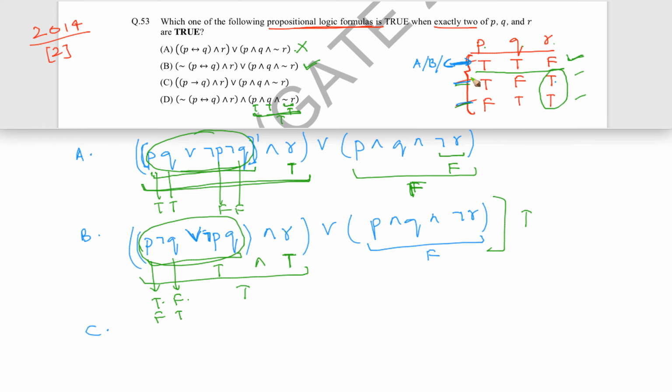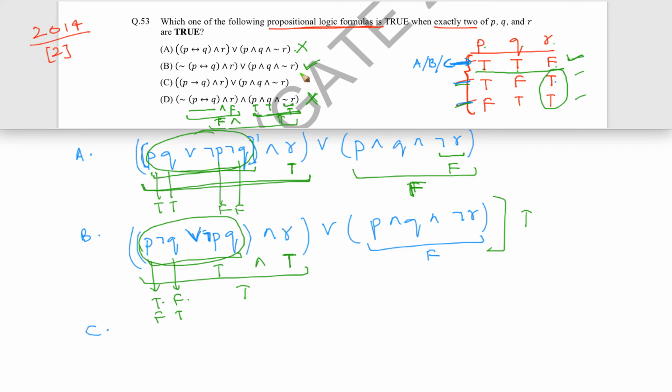But we already have the condition that P should be true, Q should be true, and R should be false. If R is false and here F is there, then F and whatever is there, I don't care, this is definitely going to be false, and this is definitely going to be false. And if this is false and the right side is true, false and true is going to be false. So you can understand that in case 1 itself this D is not correct, so we cannot have that as an answer. So D will also not be an answer.